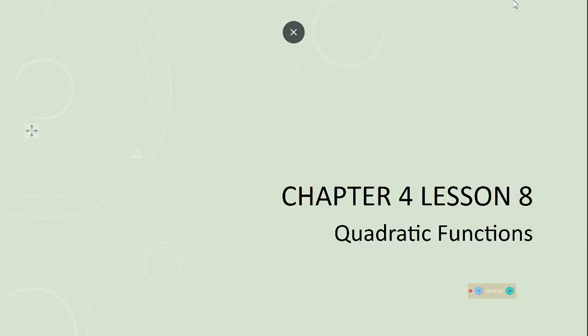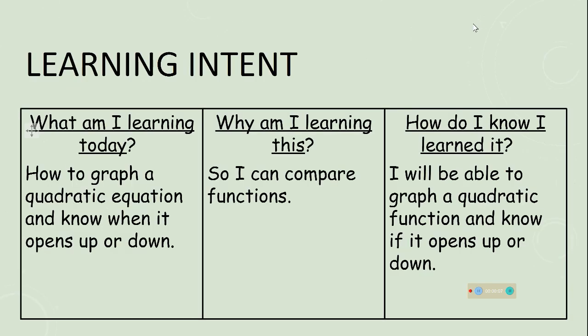Today we're going to be doing Chapter 4, Lesson 8, Quadratic Functions. You're going to learn how to graph quadratic functions and know whether the graph, which is called a parabola, opens up or if it opens down. You do this so you can compare functions. How will you know you can do it? You'll be able to graph a quadratic and know when looking at the equation whether it opens up or opens down.